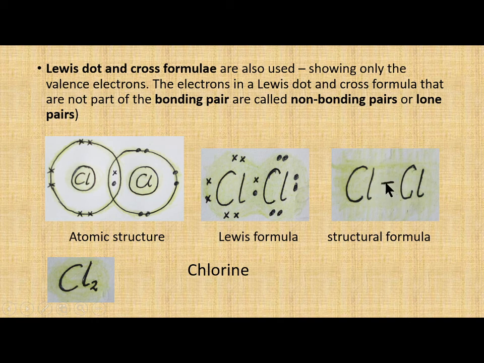So this is just one single bond, one pair of electrons being shared by two non-metallic atoms belonging to the same element. Therefore, they bond to form what we call a homonuclear compound. Homo means same nucleus compound. Therefore, that's a molecule of chlorine.